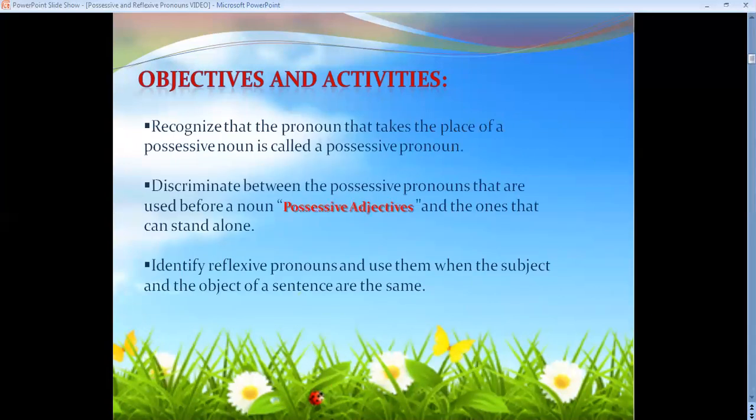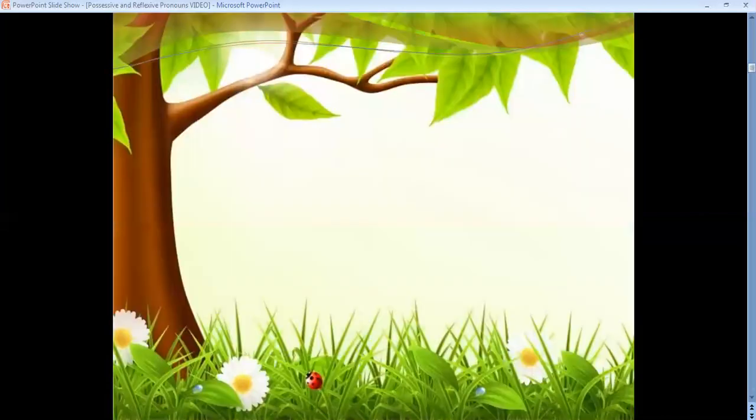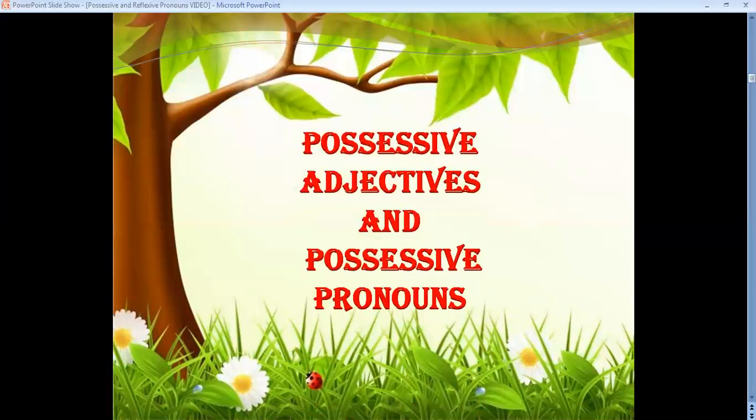You need to recognize that the pronoun that takes the place of a possessive noun is called a possessive pronoun. You need to discriminate or differentiate between the possessive pronouns that are used before a noun, and we call them possessive adjectives, and the ones that can stand alone. And you need to identify reflexive pronouns and use them when the subject and the object of a sentence are the same. Okay. First of all, we are going to start with the possessive adjectives and possessive pronouns.